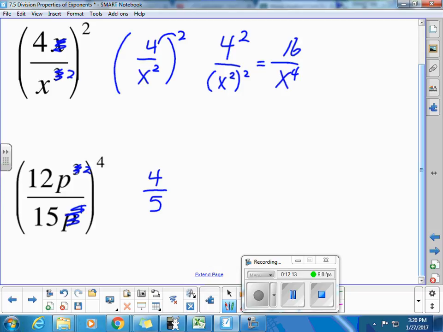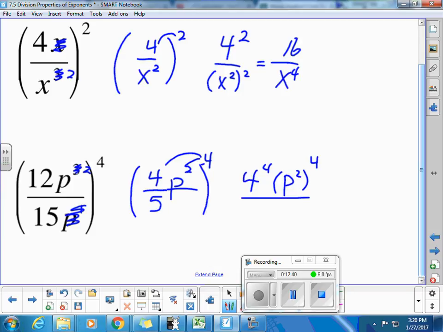So I got rid of the p in the denominator, but I still have 2 p's, or p to the second, excuse me, in the numerator, and that's now raised to the fourth power. If I would have left 12 over 15, the numbers would have been really big, and we would have had to simplify something bigger, and why bother when we don't have to? So now we can distribute the fourth power. We have p to the second raised to the fourth, and distribute to the denominator, which is 5 to the fourth.